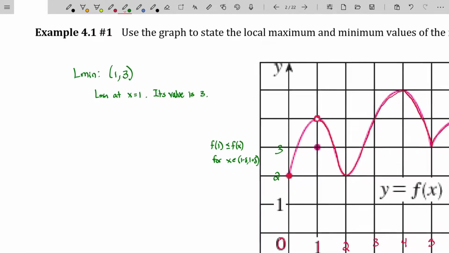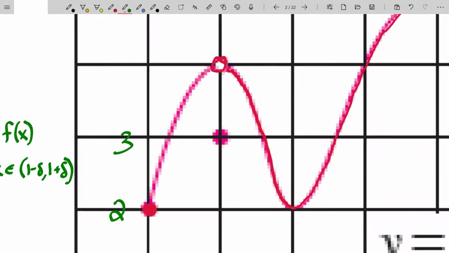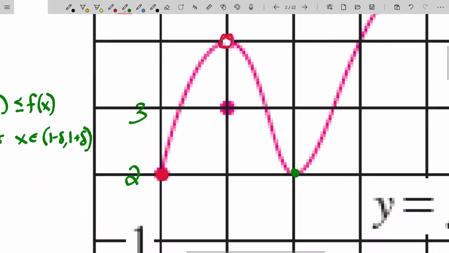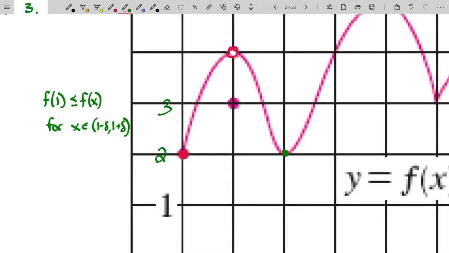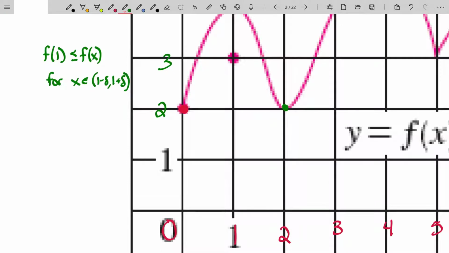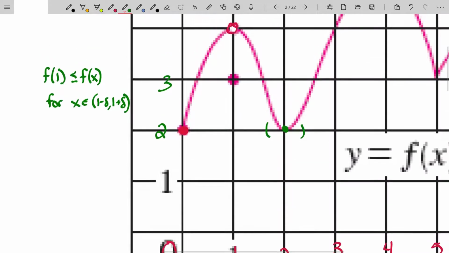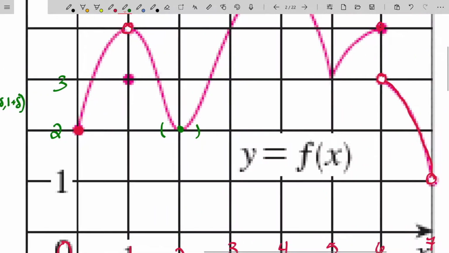If I keep going to the right along this curve, you'll see we reach a local minimum. We know it's a local minimum because that y value is below or at the same height as all y values near it in a neighborhood around it. Somebody could say, well, what if my neighborhood's this big? No. That's not how it works.